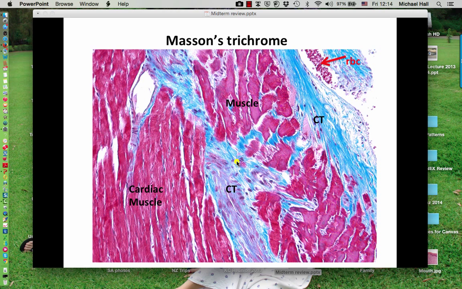Masson's trichrome specifically stains connective tissue blue. Let's look across here. Stains connective tissue blue, stains muscle red. I have got an image here of cardiac muscle, but the same would be true with smooth muscle or skeletal muscle. And where one has an overlap of muscle and connective tissue, one sees this purplish stain. Mix red and blue together, you get purple. And Masson's trichrome, the Polychrome stain, also stains erythrocytes this red color.